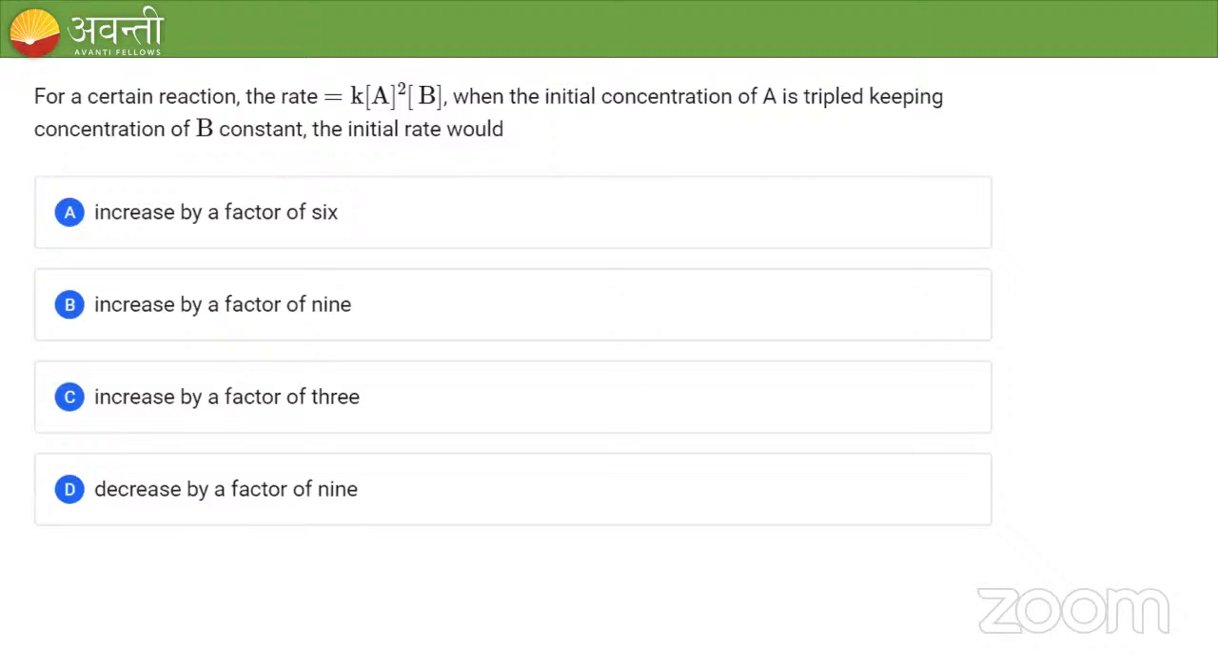For a certain reaction, the rate is equal to K into concentration of A to the power 2 and into concentration of B to the power 1. When the initial concentration of A is tripled, keeping the concentration of B constant, the initial rate would... We have solved this type of question in yesterday's session. So try to apply the same concept and get the correct answer, and let me know the answer in the chat box first.